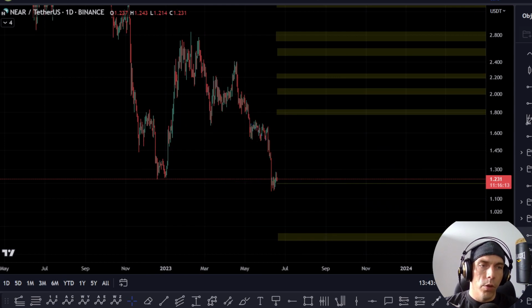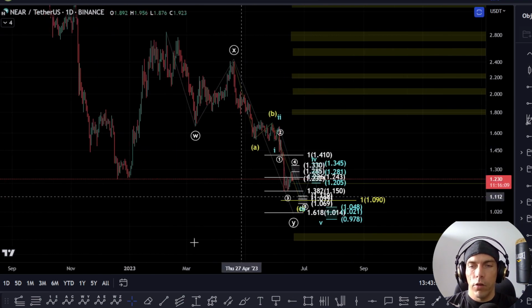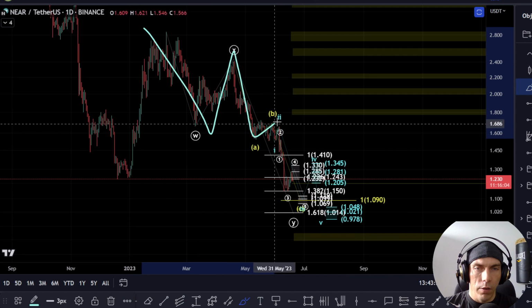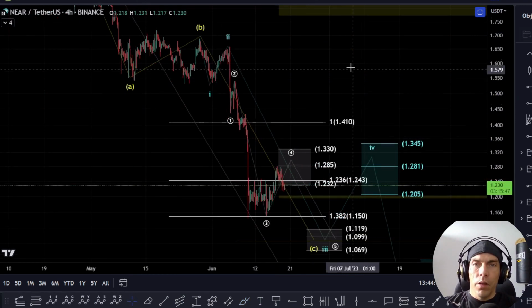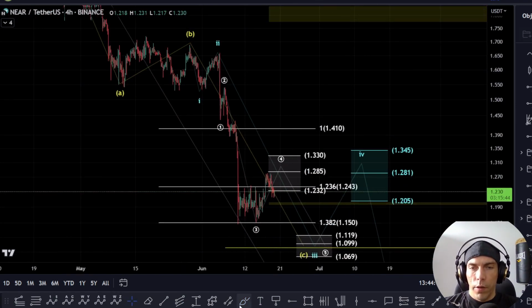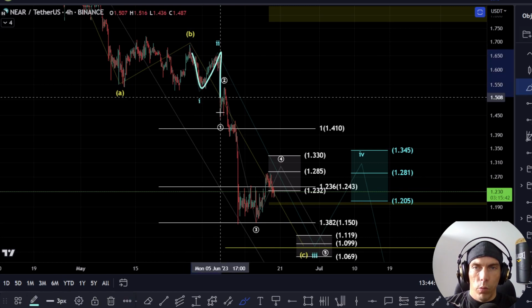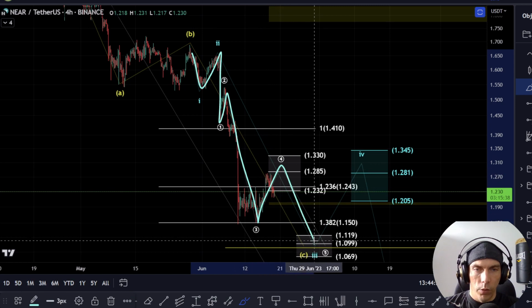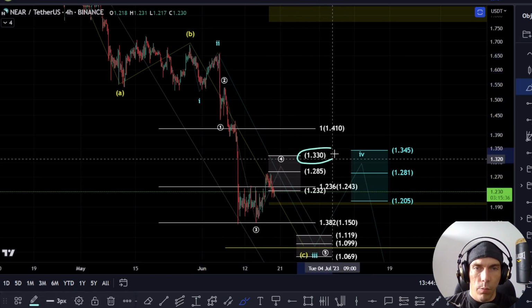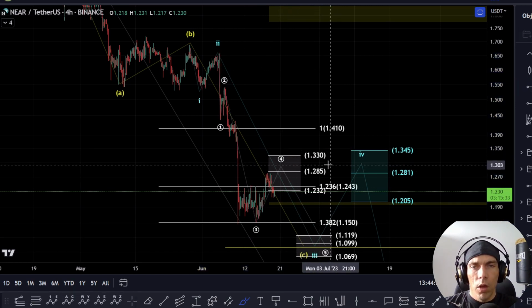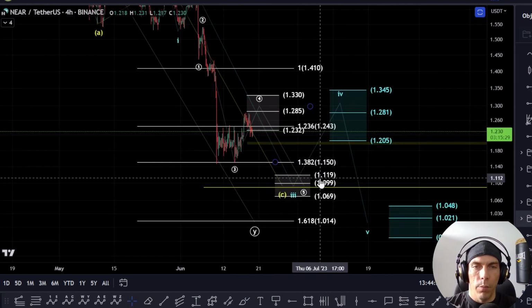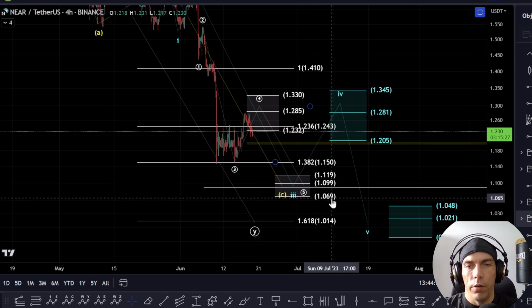Now, what I'm looking for here effectively is that if we are going to look at the corrective structure, within this count this is a W, this is an X, and we're looking at this as A, B, and C. Currently within the structure, within here we had this is 1, 2, 1, 2, this has been a third wave into here, and we're looking for a fourth and a fifth. So as long as we stay below this $1.33 level, we could look for the rejection to the downside, looking to come back to this $1.11 to this $1.06 area.